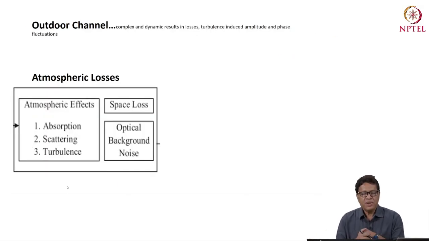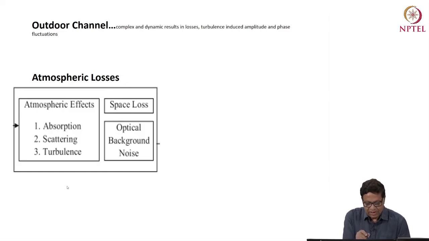So the outdoor channel, as I mentioned, is quite complex and dynamic. It is changing with time, and it will result in losses. There will be a space loss as the light travels from one place to another place. And there is turbulence in the atmosphere. This turbulence will induce variation in the amplitude and variation in the phase, which is actually noise. So these fluctuations, the channel changing with time, and also environmental effects make the outdoor channel very complex.